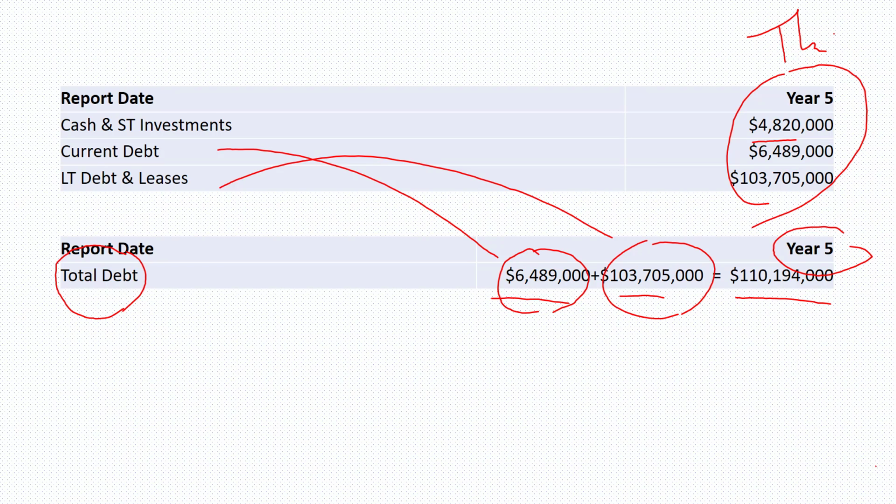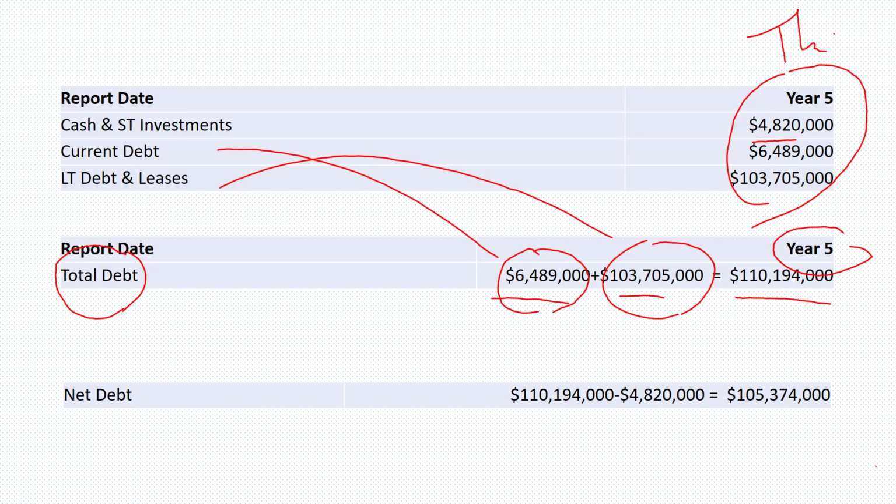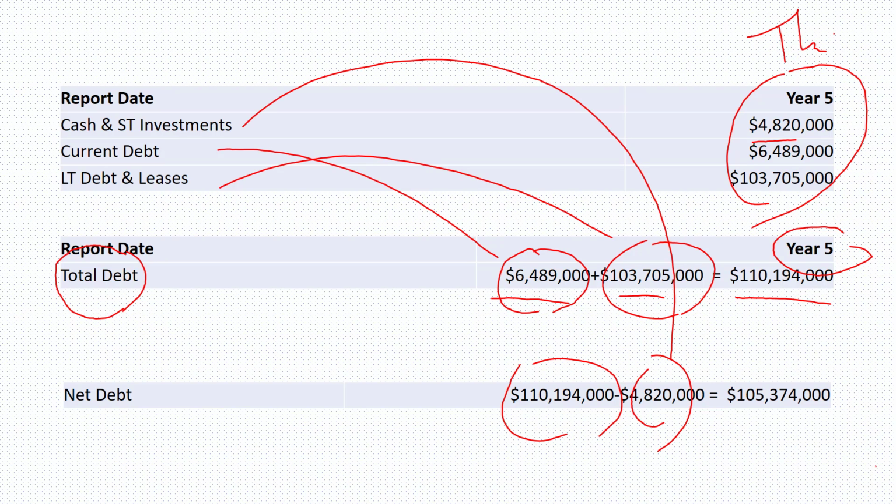Now, net debt can simply be computed as total debt minus cash and short-term investment. So the total debt here is 110.194 billion, and you have 4.82 billion cash and short-term investment. If you subtract this 4.820 billion cash and short-term investment from total debt, you get 105.374 billion, that is net debt.